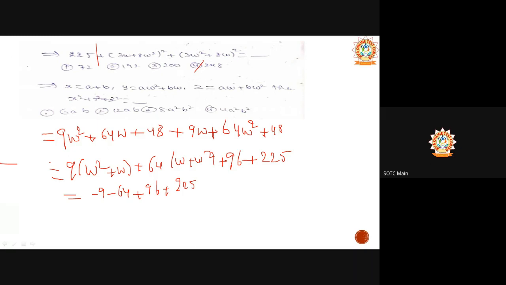Now next question. x is equal to a plus b, y is equal to a omega square plus b omega, z is equal to a omega plus b omega square. Then x square plus y square plus z square is equal to.